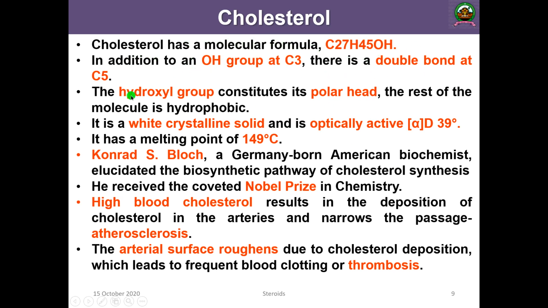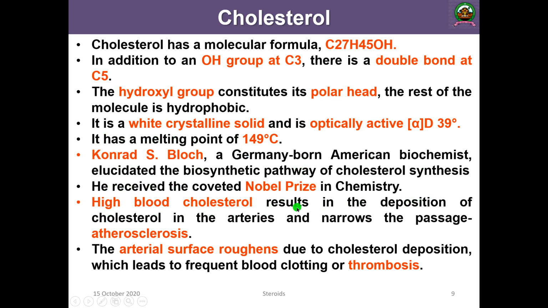We will discuss that structure. The hydroxyl group constitutes its polar head, and the remaining molecule is hydrophobic. It is a white crystalline solid, the optical activity is minus 39 degrees, and it has a high melting point, 149 degrees centigrade. And a great important thing: for the study of cholesterol biosynthesis, the biosynthetic pathway of cholesterol, a scientist called Konrad Bloch received a Nobel Prize in chemistry.